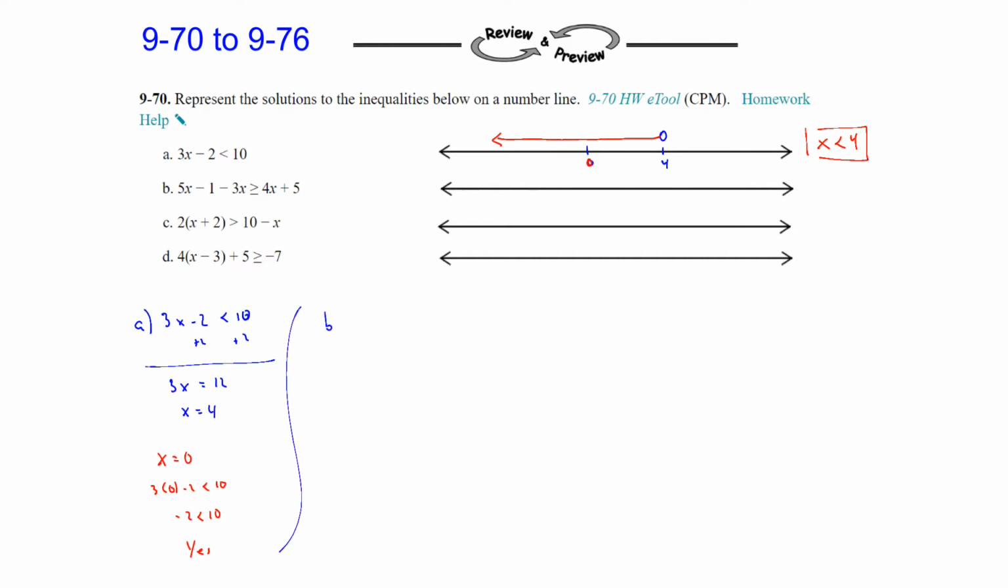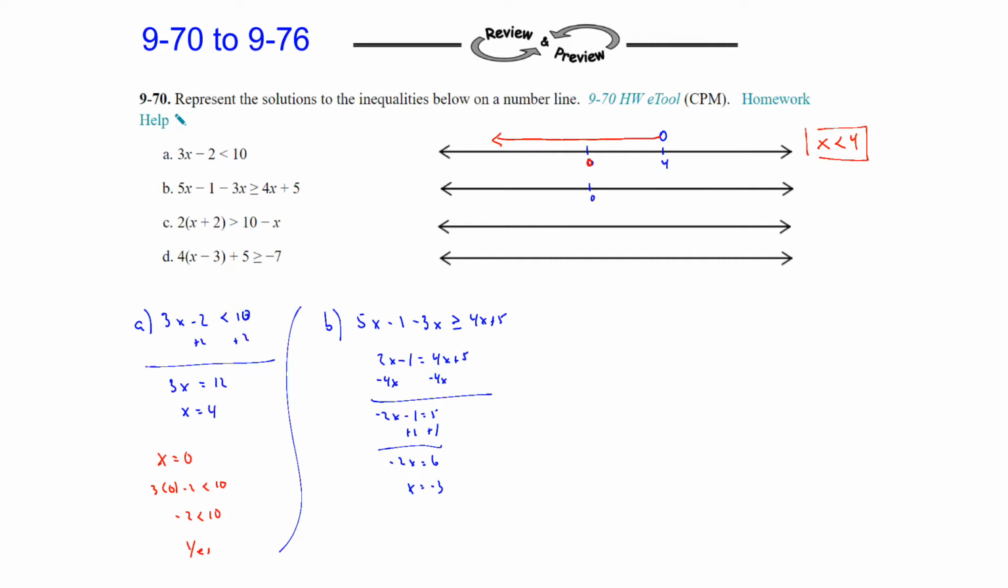All right, part B. 5x minus 1 minus 3x is greater than or equal to 4x plus 5. Let's combine our like terms. That would be 2x minus 1. We're going to change it to an equation, is equal to 4x plus 5. And then we will go ahead and solve for x. Get the variable term on the same side, and then get the constant on the same side. So we get negative 2x equals 6, divided by negative 2, and x is equal to negative 3.